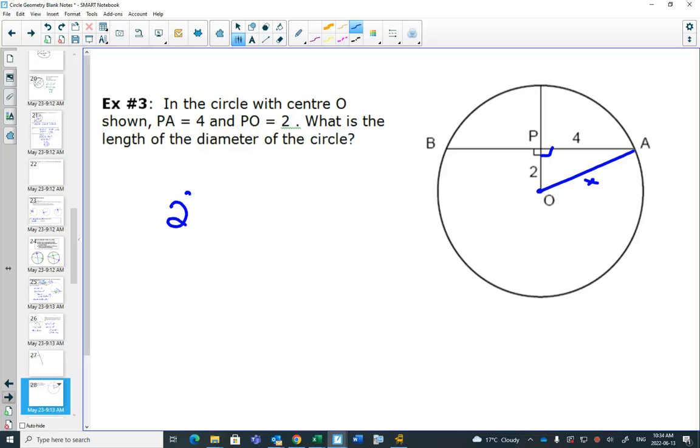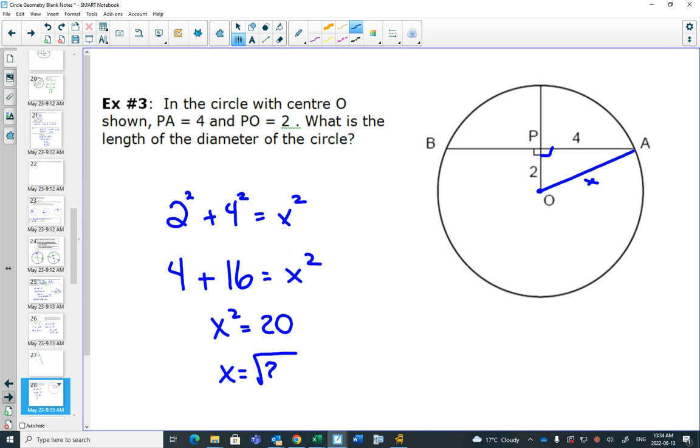2 squared plus 4 squared equals x squared, which gives us 4 plus 16 equals x squared. X squared is 20, and so x is the square root of 20. That's 4.472. And so the diameter is 2 root 20, or 8.46.